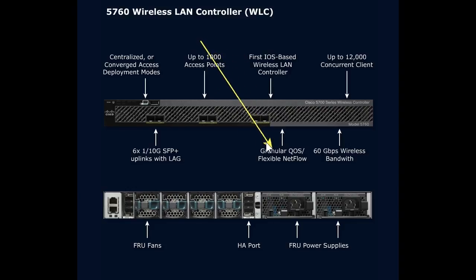Again, we see these components down here similar to what we saw before: granular QoS, NetFlow, 60 gigabits per second of wireless bandwidth. That's great. That's huge. Multiple power supplies, high availability port, FRU fans. Once again, we're seeing a lot of support for high availability and stability. So this is the top of the heap when it comes to performance and scalability of wireless LAN controllers here in this converged unified access product line.